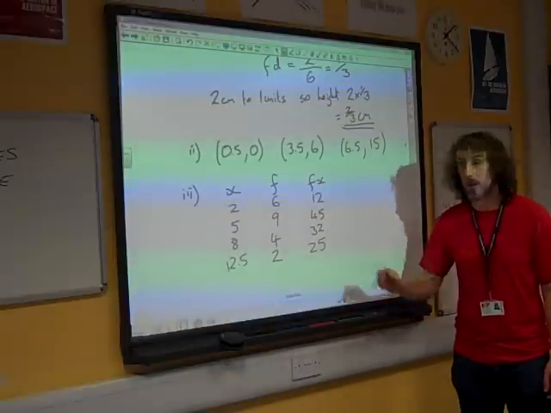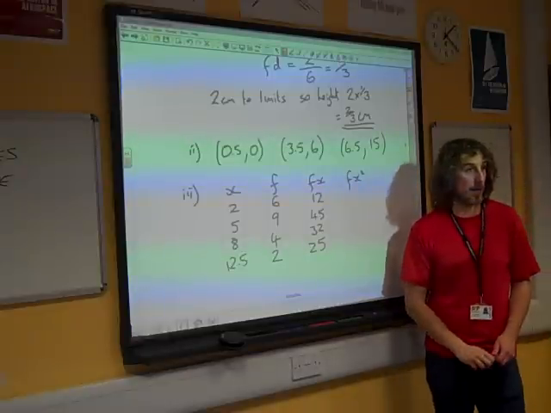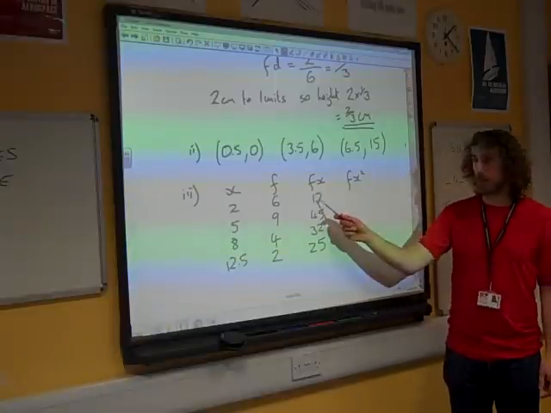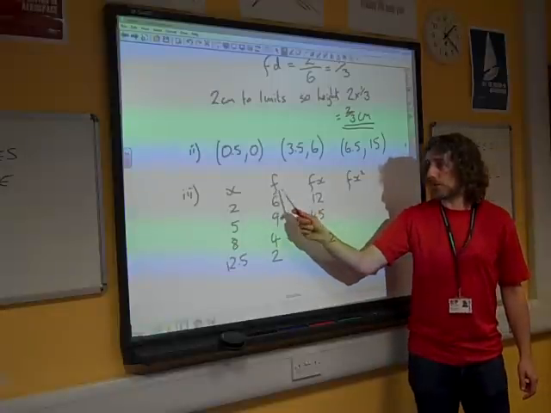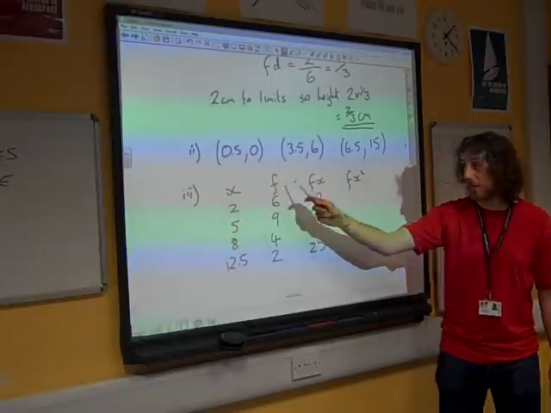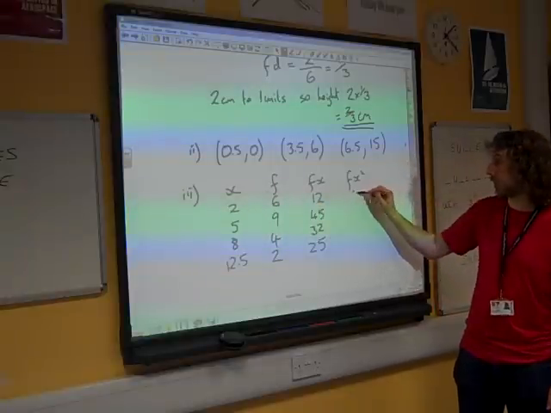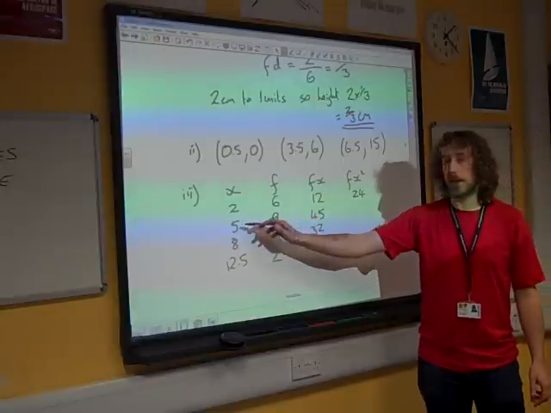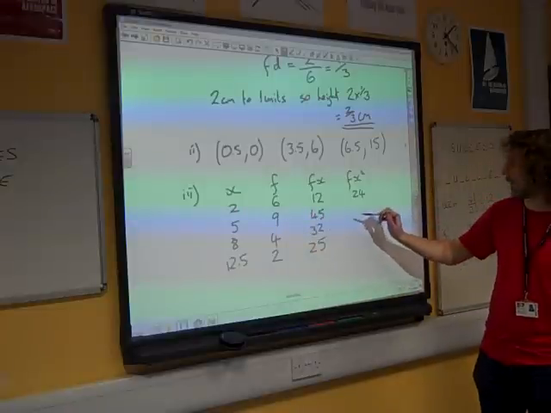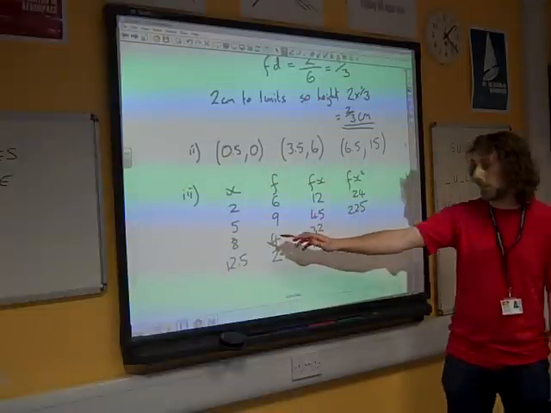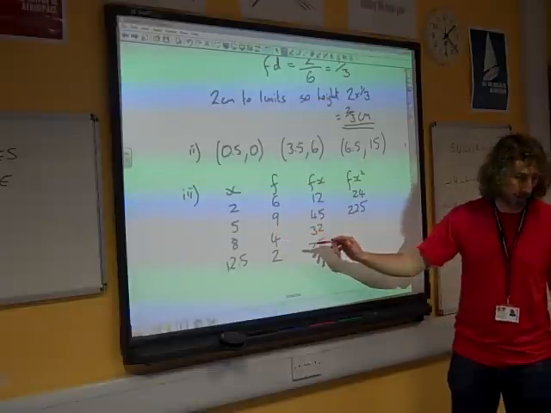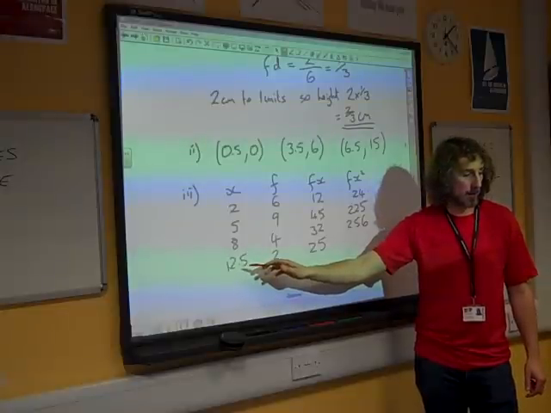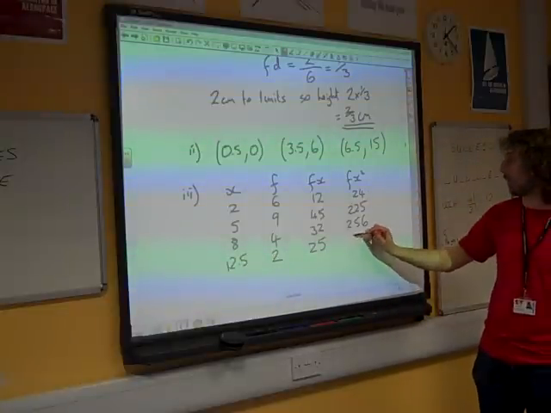And we also need an fx squared column if we're doing the standard deviation. And we're going to be really careful. This does not mean that number squared. It means the frequency times x squared. So that's 6 times 2 squared, so 6 times 4. And this is 9 times 25. And this one is 64 times 4, so we get 256 out of that. And then here we've got 12.5 squared times 2, which is actually 312.5.